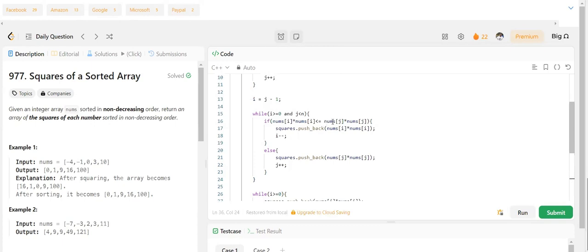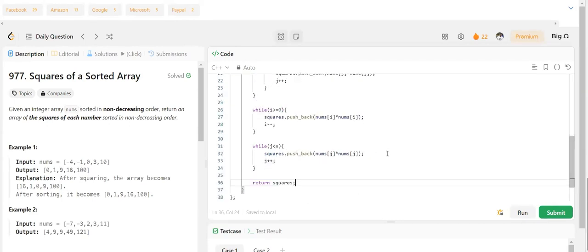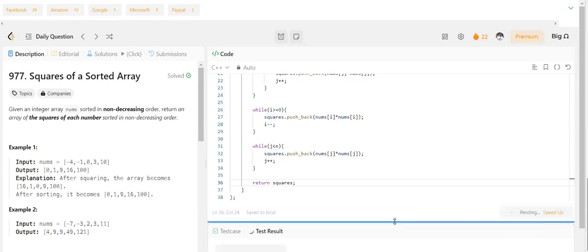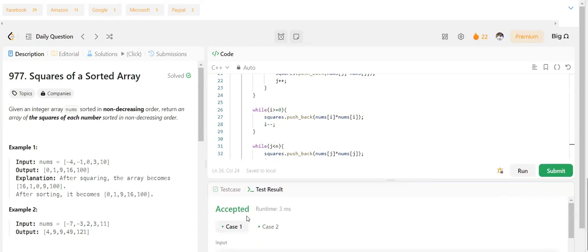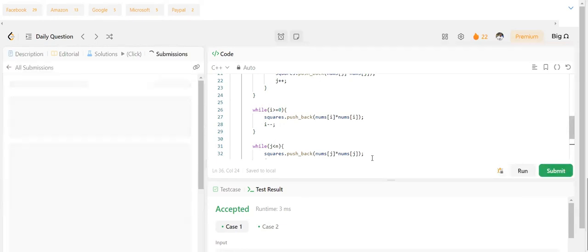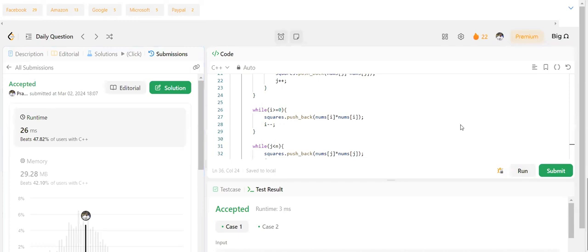So let's check. I think we are good. Let's try to run the test cases. So we can see the test cases have been accepted. Let's try to submit the solution. So the solution has been accepted.